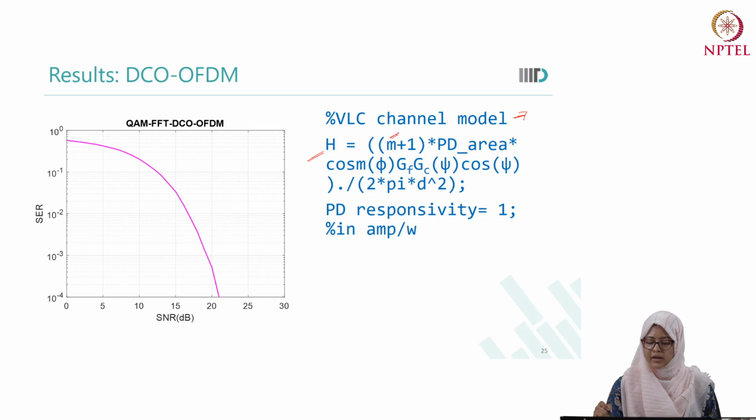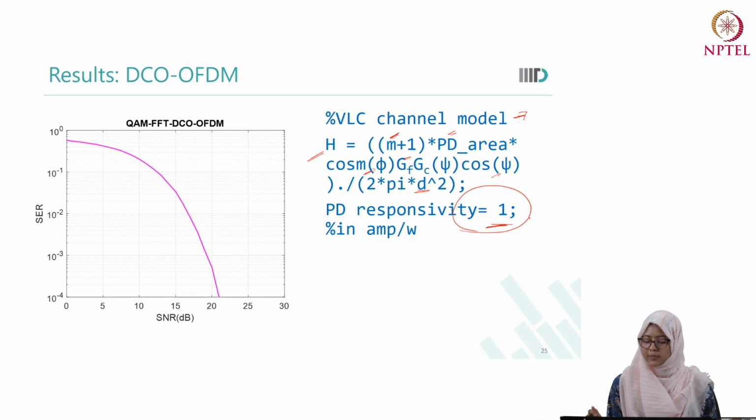So this is the Lambertian order, this is the PD area, then you have the irradiance angle, the FOV angle, and then the distance between the transmitter and the receiver. These are the filter gain and concentrator gain. We are considering PD responsivity to be 1 here just for simplicity.